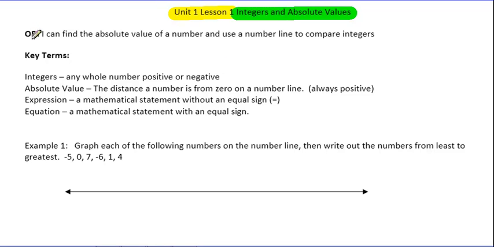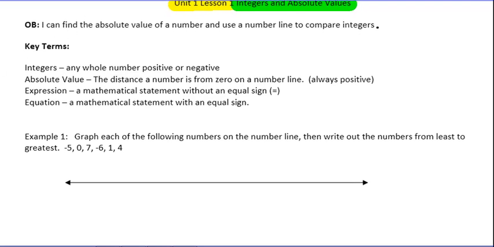Okay, the next thing you're going to write is the objective. This statement is something you should be able to make at the end of today's lesson. Then you should be able to say, I can find the absolute value of a number and use a number line to compare integers. Okay, so next thing we're going to have you write down are your key terms.